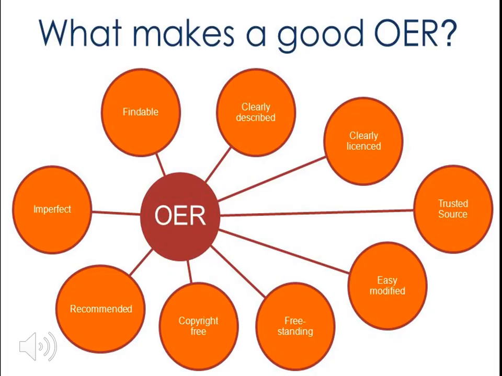The quality of open educational resources is not only the quality of the material in itself. There are many factors that decide about, can it be found back by other users? So the findability. Is it clearly described? We call it the metadata, attributes that can be used as links to find it back, keywords. It should be clearly licensed.